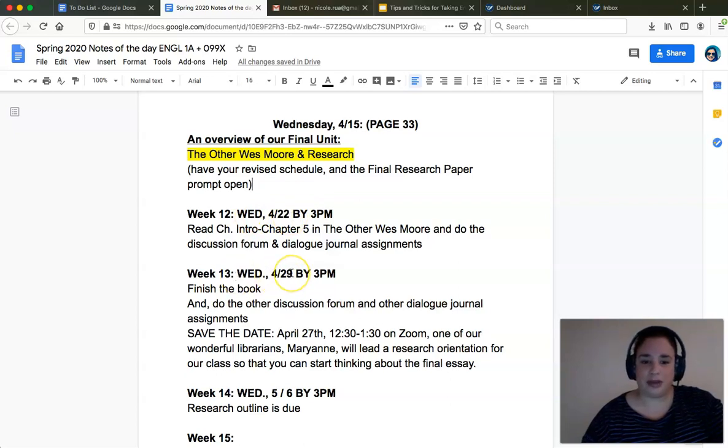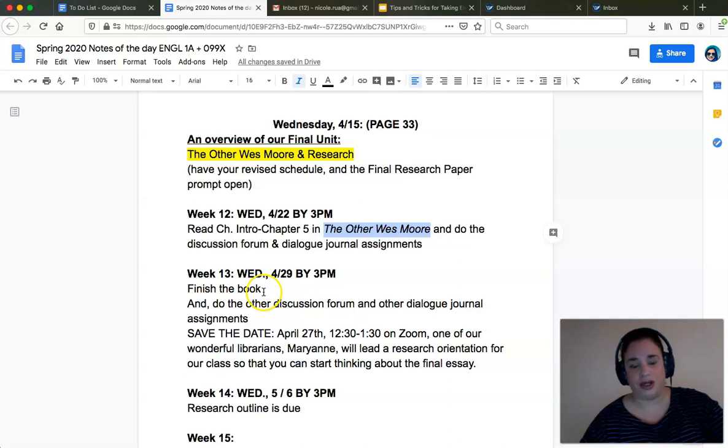The next couple of weeks, week 12, with a due date of April 22nd, and week 13, April 29th, are going to be focused on the book. If you follow along in the schedule, next week you should have read up until chapter 5 of The Other Wes Moore. A little MLA note: when you use the title of a book, you use italics. For each week there's going to be a discussion forum and a dialogue journal, so different kinds of writing assignments. Then for week 13, by April 29th, you're going to do the same thing.